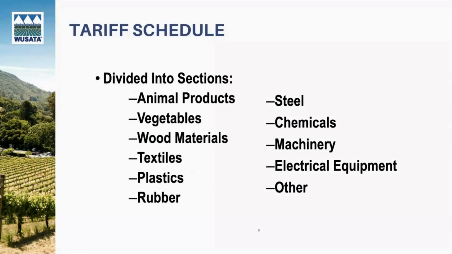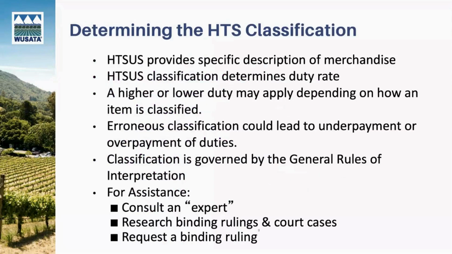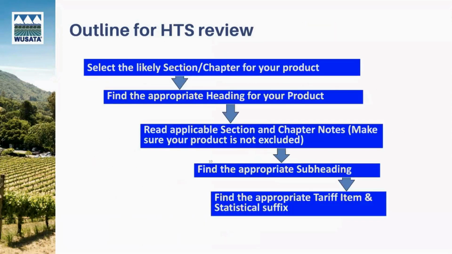So the tariff schedule is divided into sections. Figure out the section that applies to you, animal products. And then what you've got to do is really look at the tariff. Sorry, we start out, there's 10 digits. The first two digits would be the appropriate chapter. The next two digits would be the appropriate heading. Then there's the 6-digit level, the subheading. And then the last 4-digit level, I call it the statistical suffix.